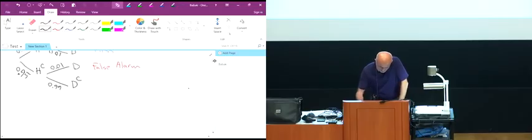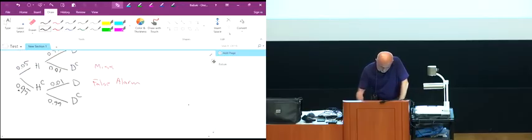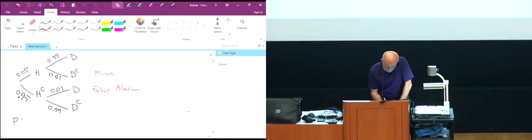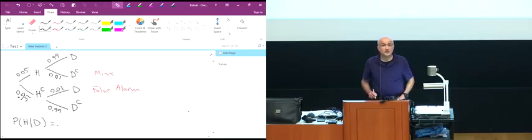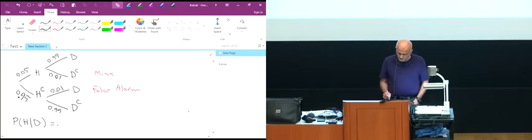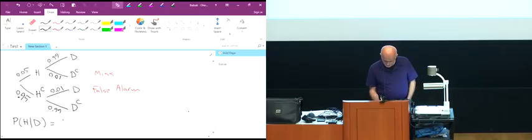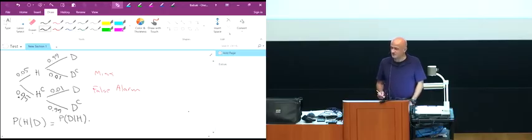The probability that a person is actually infected given that the test says they're infected. And using Bayes' rule, we found that this is the probability of what? Given what?